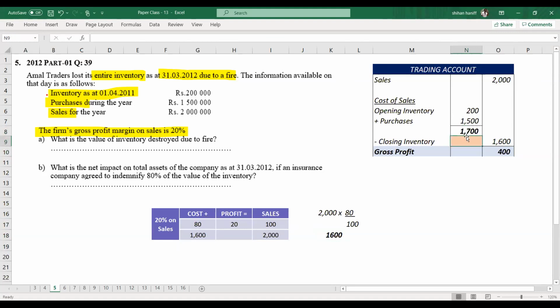Closing stock is what is damaged. So there were 1.7 million stock, 1,700,000 stock, and the cost of sales is 1.6 million. That means stock destroyed is 100,000. The value of inventory destroyed due to fire is 100,000.